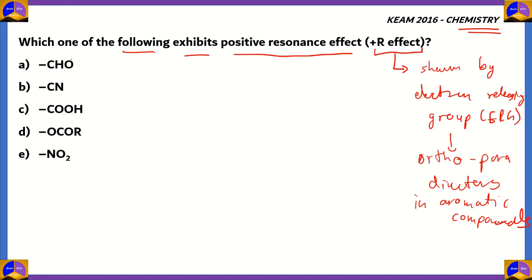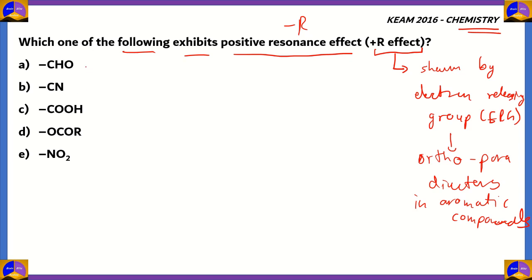So in order to find out which of the following exhibits positive resonance effect, all we have to do is find out which among the following is an electron releasing group. So when you release an electron, the charge moves towards the ring, and then from the ring it moves on and shows resonance. So that's what we call positive resonance. When you have negative resonance, that's -R effect, then the electron is taken from the ring, and then that sets off a negative resonance all over the aromatic compound.